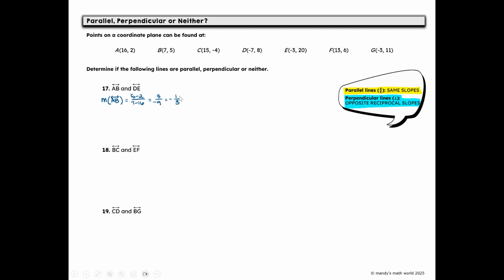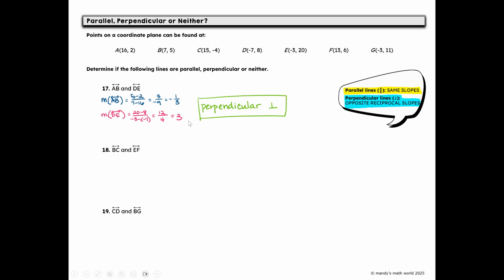Now I'm looking at line DE. These are the 2 points I'm going to use in my slope formula. And I decided to do 20 minus 8 over negative 3 minus negative 7. That simplifies to 12 over 4, which simplifies to 3. So how are these related? Are they parallel, perpendicular, or neither? They're perpendicular. They're opposite reciprocals of each other.